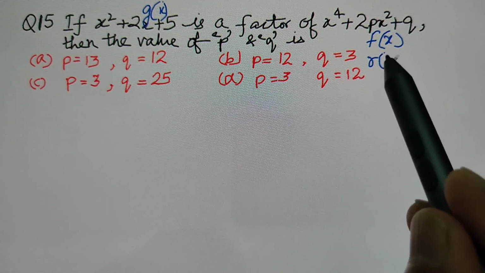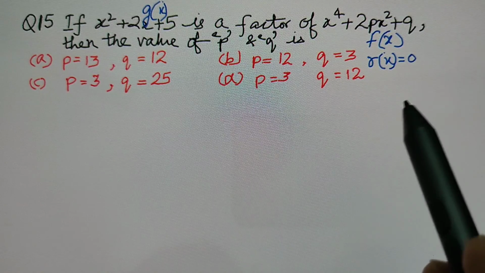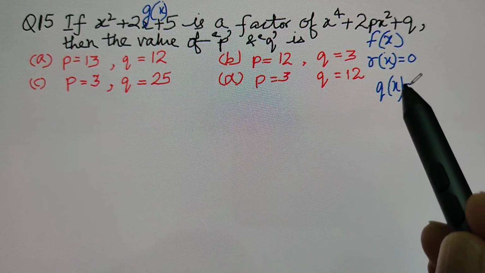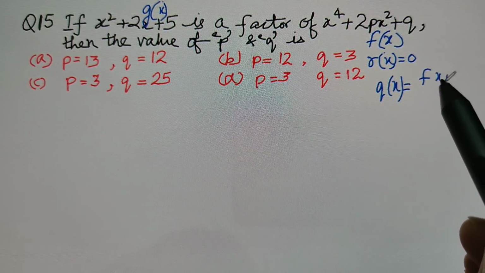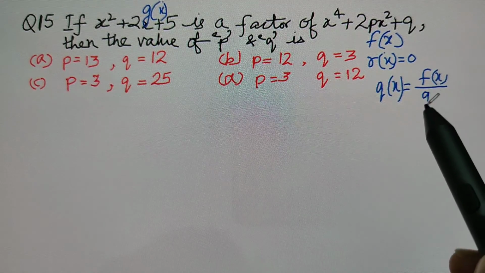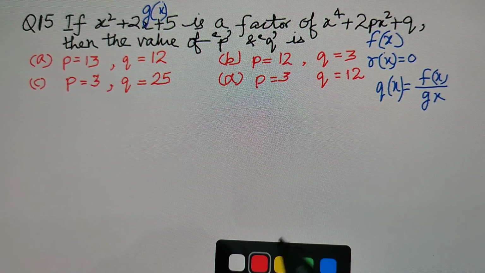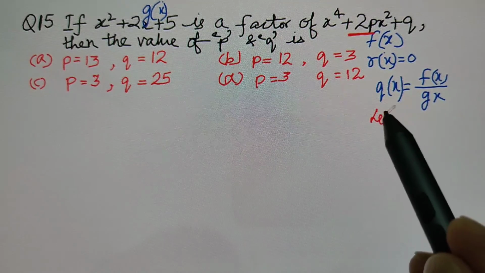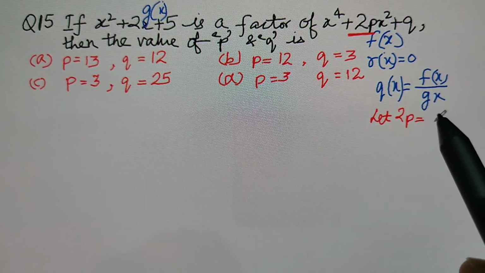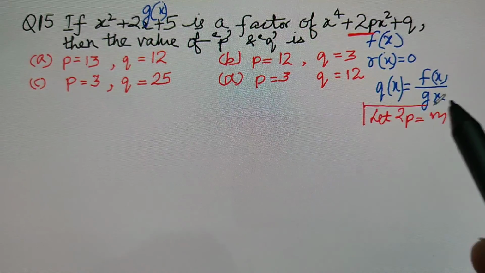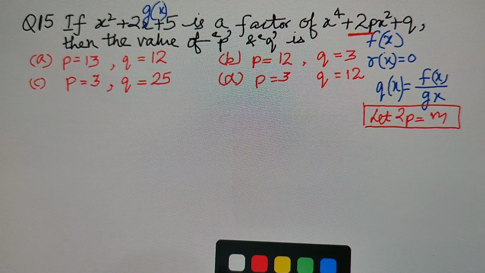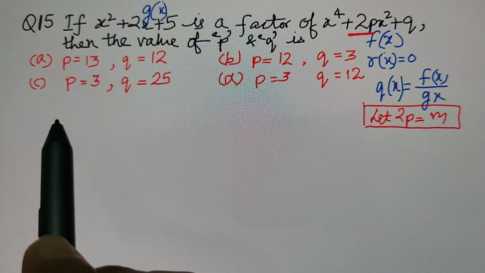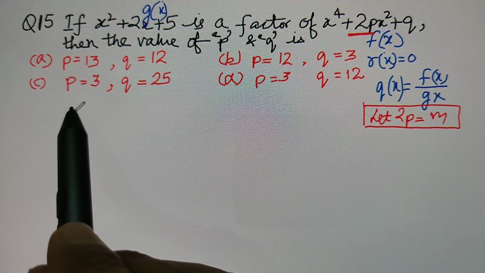Now we have r of x, which is equal to 0. Firstly we have to find the value of q of x. We will get it by dividing f of x by g of x. Okay, now what we are going to do is take this 2p, let 2p be equal to m. Fine. This will make our division easier. Great. Now we're going to be dividing it by the long division method.